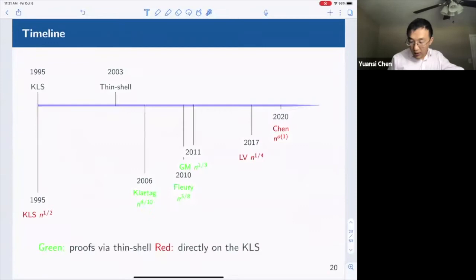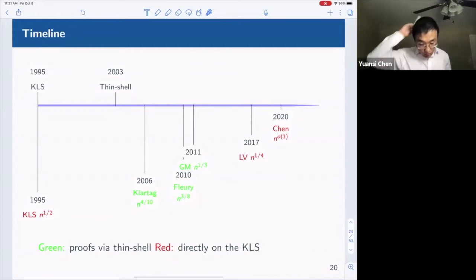So here's a brief timeline. The KLS conjecture in 1995, thin shell in 2003, and you can directly prove the KLS bound, shown in red there, like n to the 1/2, 1/4, and n to the little o of 1. You can also translate those bounds from the thin shell conjecture to the KLS conjecture using Eldan's stochastic localization, in the 2013 paper, and you get this.